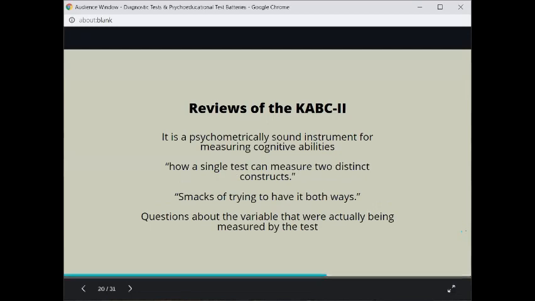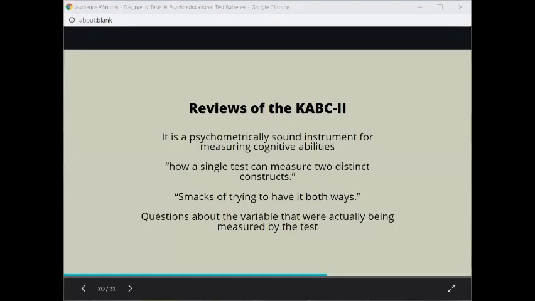In general, reviewers of the KABC second edition found it to be a psychometrically sound instrument for measuring cognitive abilities. However, few evidenced ease with its new dual theoretical basis. For example, a reviewer wondered aloud about assessing two distinct sets of processes and abilities without adequately explaining how a single test can measure two distinct constructs.